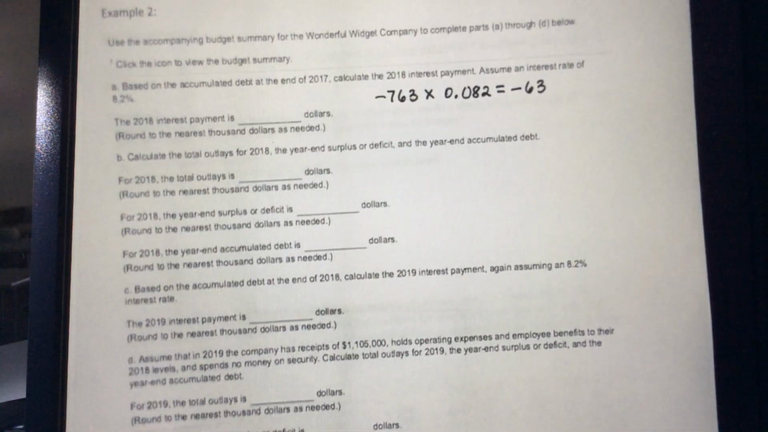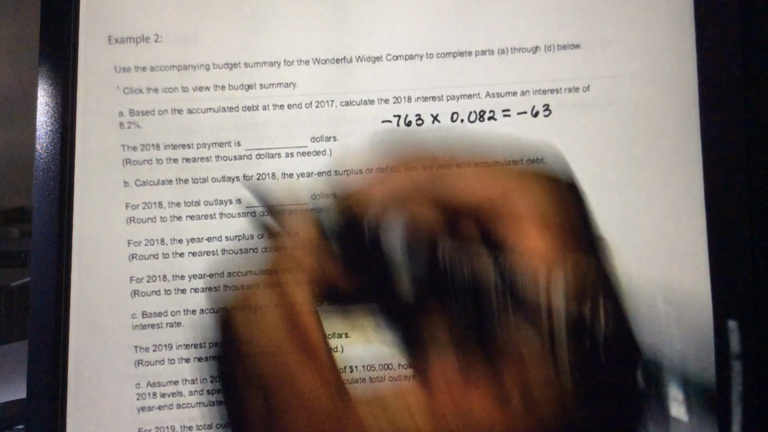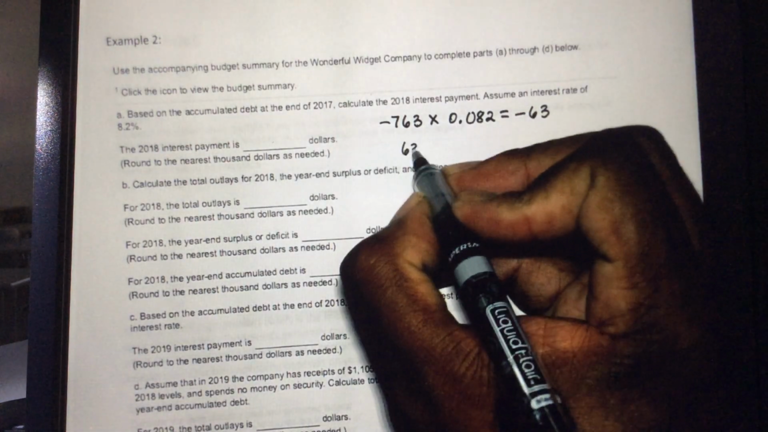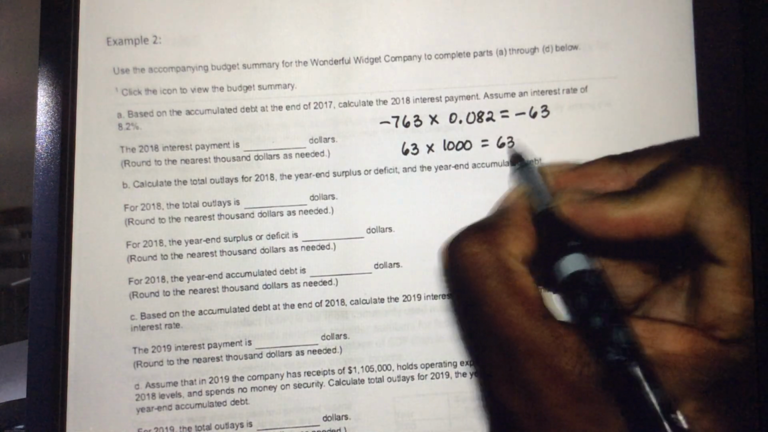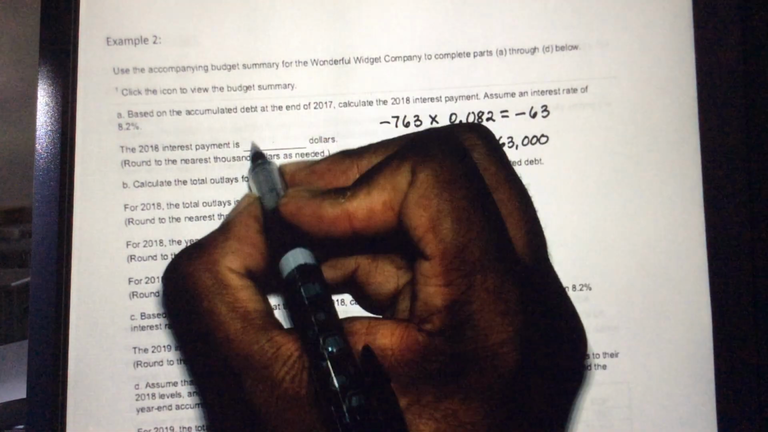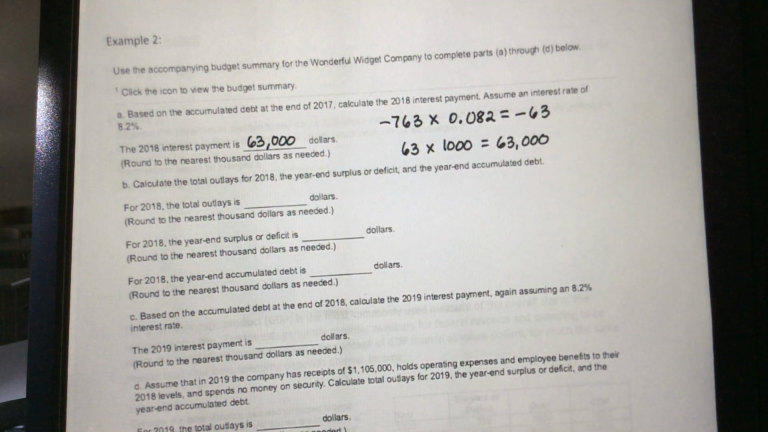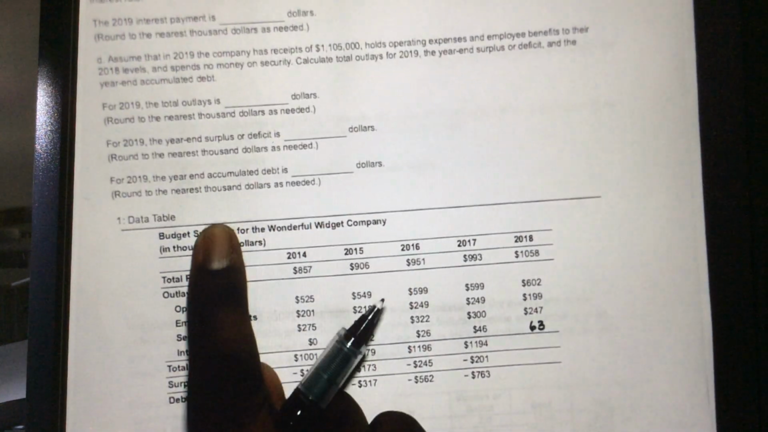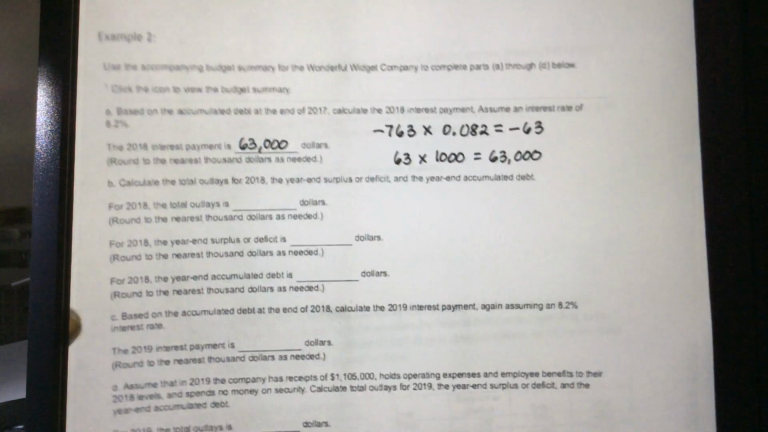That's the interest on the debt. So here, to answer part A, the 2018 interest payment is, now they say dollars, but here in this case, it's in thousands of dollars. So if I take 63, multiply it by 1,000, you'll get 63,000. So the interest payment for 2018 is $63,000, okay? Because you have to read very carefully. It does say in thousands of dollars, so that 63 has to be multiplied by 1,000.